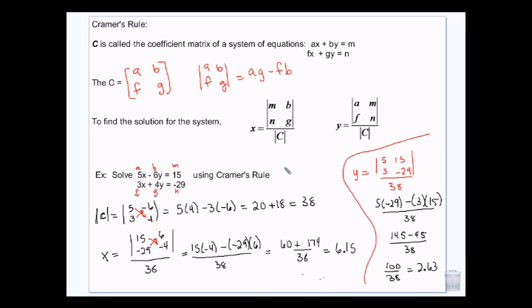So the solution to this system, if you were using elimination with multiplication, you would get fractions or decimals. But using Cramer's rule, we just had whole numbers up until the very end, and we get 6.15, 2.63. Cramer's rule will always work.